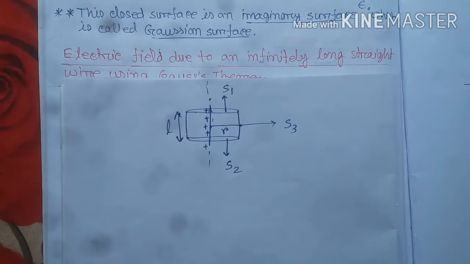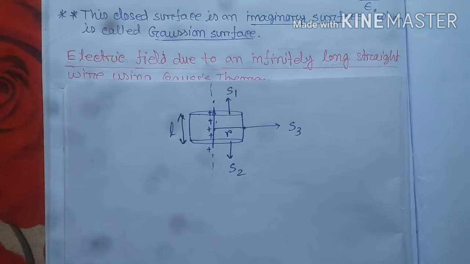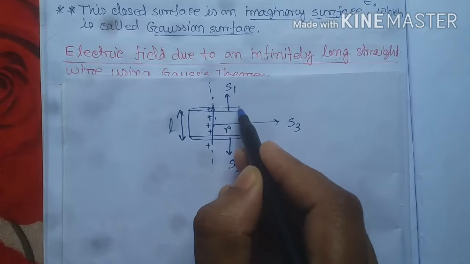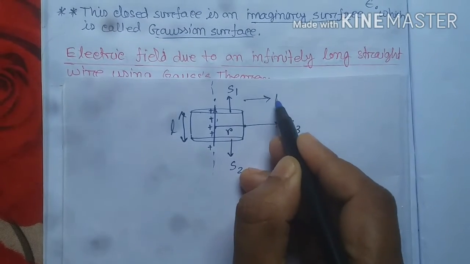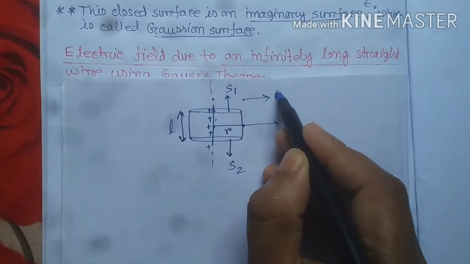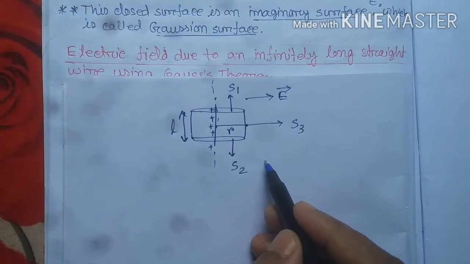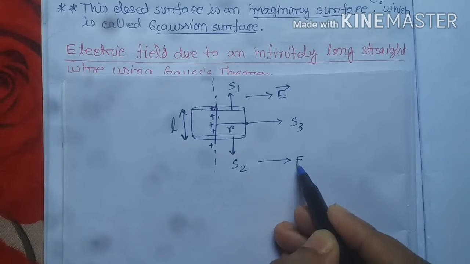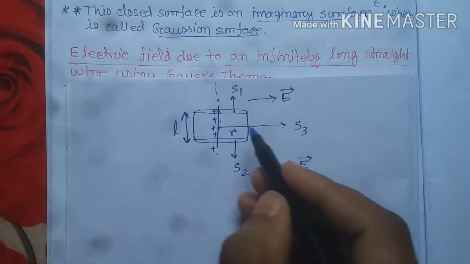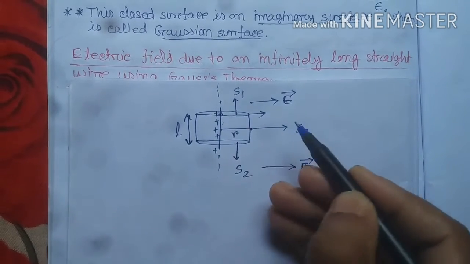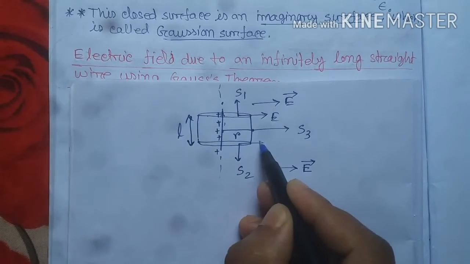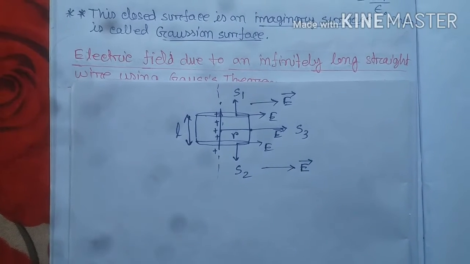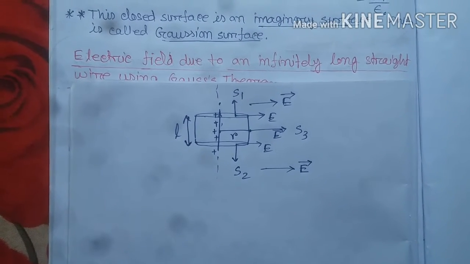We know the electric lines of force are radially outward from the positive charge. So from this positive charge the electric lines of force will be on this side, and this will be the direction of the electric field. Last day we discussed that if we draw a tangent to the electric line, then this line will show you the electric field. So here the electric field will be in this direction, and for this surface it will be in this direction, and the electric field is in this direction.